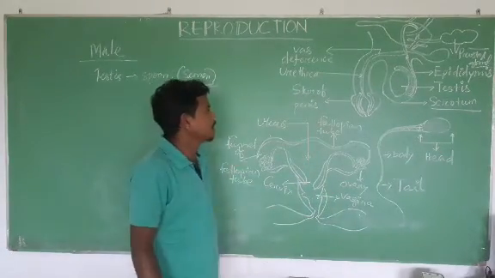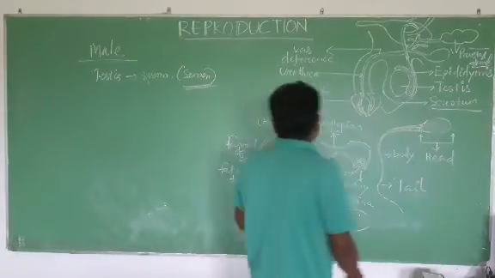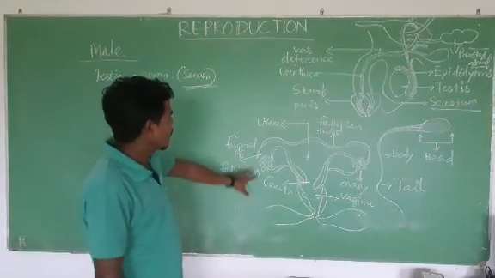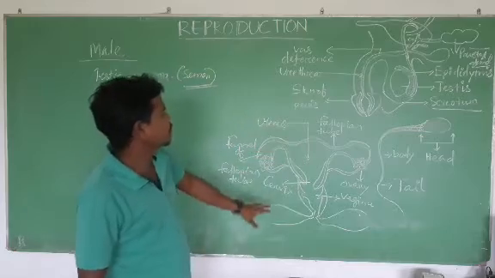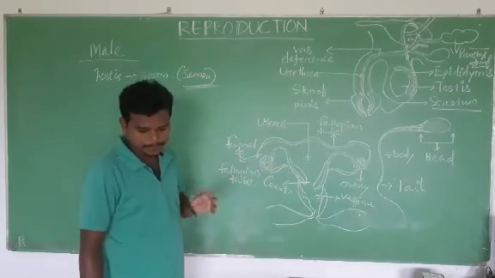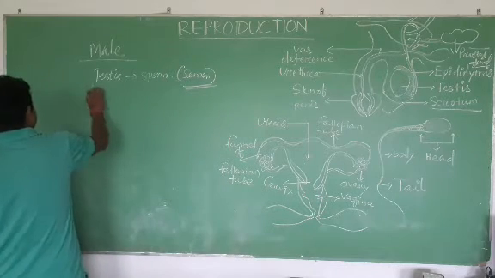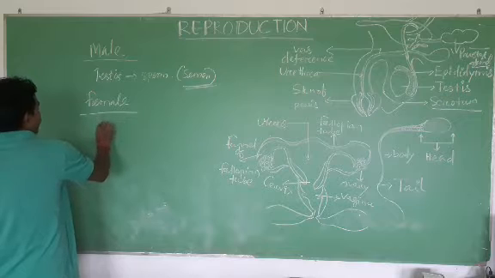So this is all about the male reproductive system, as I told you. I hope you understood. Next we will come to the female reproductive system. This part of the drawing represents the female reproductive system. Like in the male reproductive system, the female reproductive system consists of ovaries.